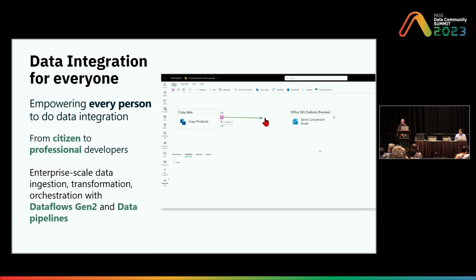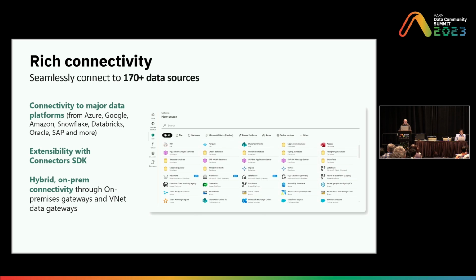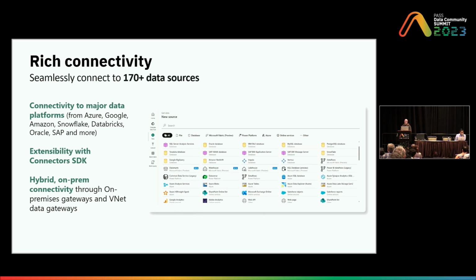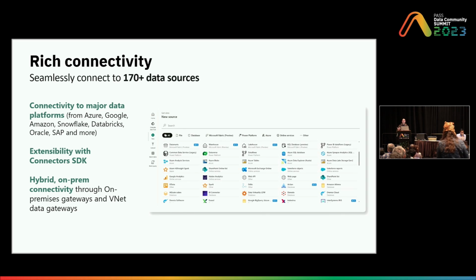As we said, the integration for everyone, and we're going to do a bunch of demos today, so I'm going to skip this animation here. We already talked about rich connectivity as well. We support over 170 different data sources today to the main data platforms out there that you can think of. Name one, we probably have a connector, or there are ways to extend the platform.